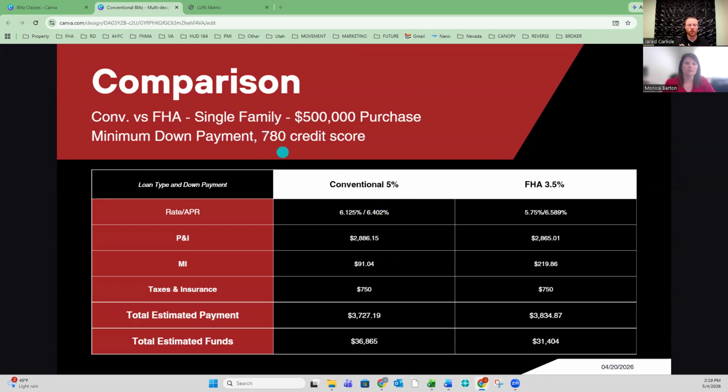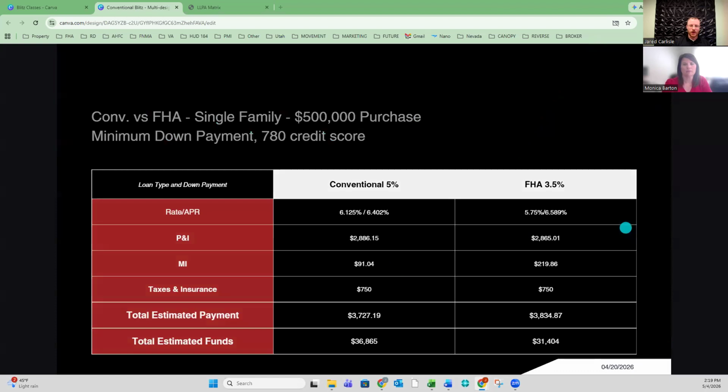At the top, we're looking at a 780 credit score. Conventional mortgage insurance is 9104. FHA's mortgage insurance is 219. So in this case, conventional mortgage insurance looks great. You actually end up better off in every situation. You have to bring a little more money because you're putting a little more down, and the interest rate may be a little higher, but it's offset by other factors in the loan, like mortgage insurance. So you end up with, okay, this is nice.